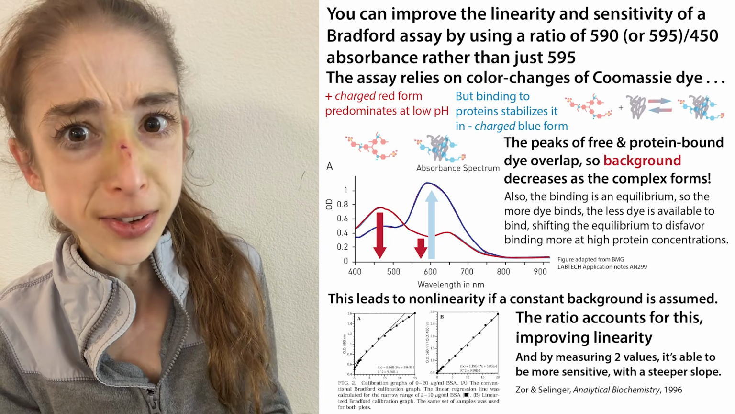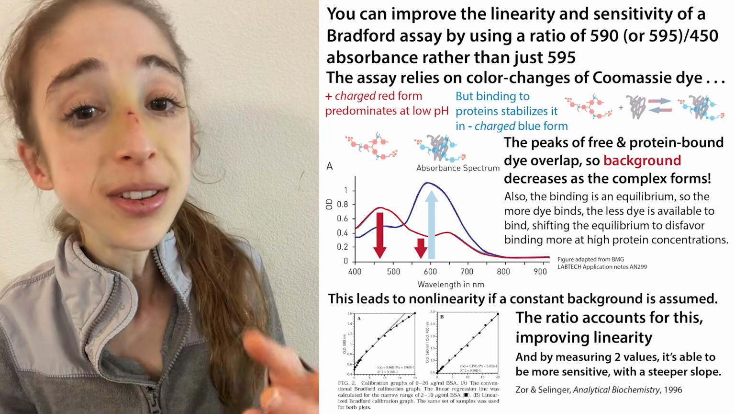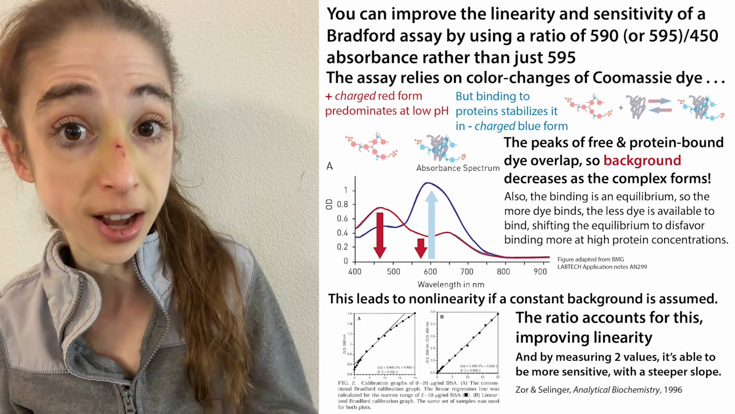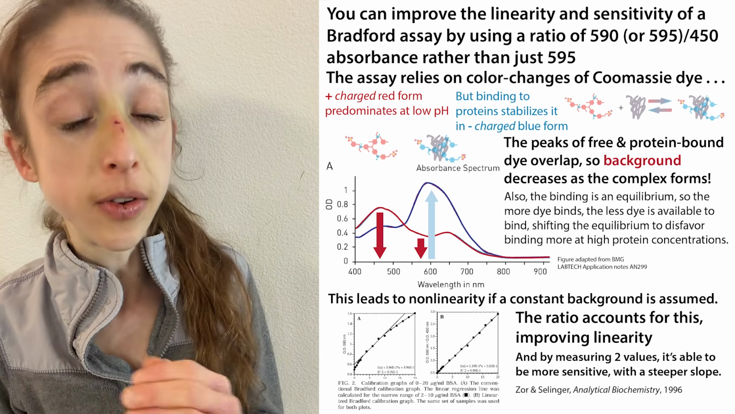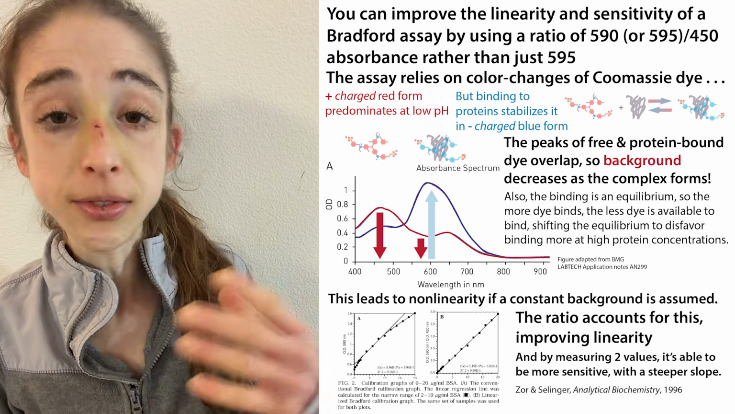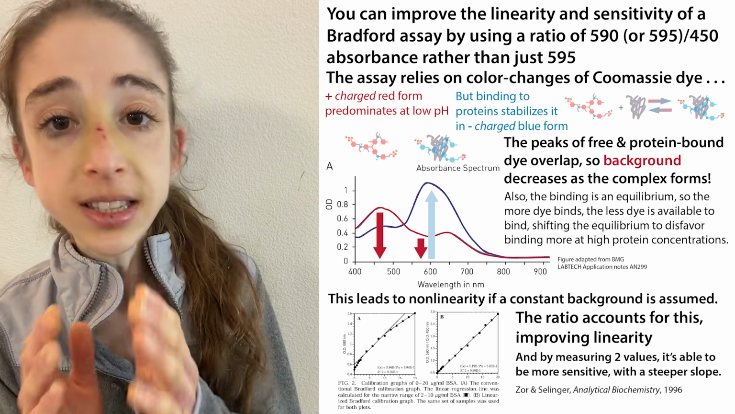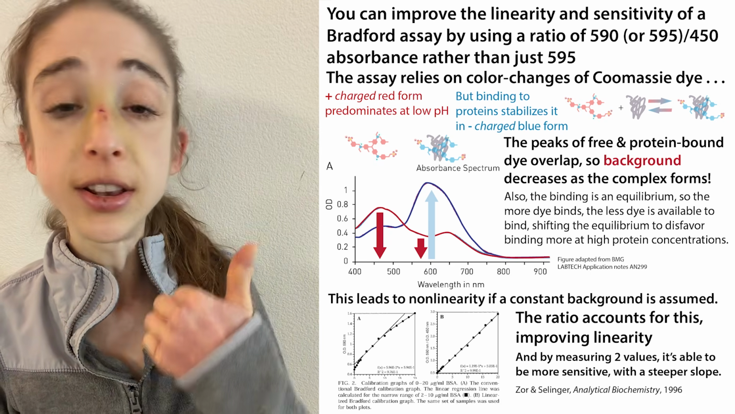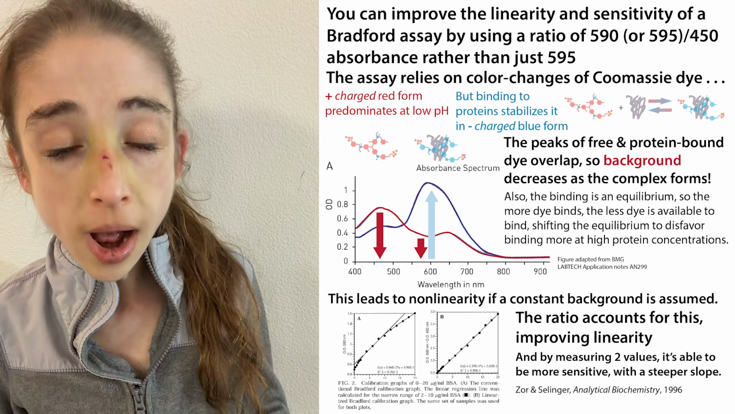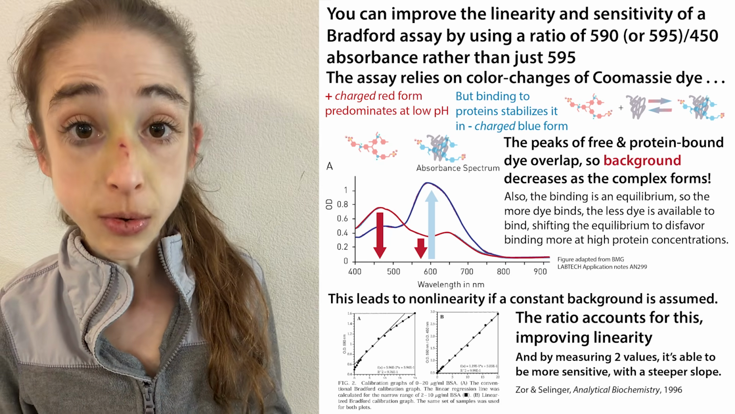Is your assay standard curve looking a bit too curvy? You can improve the linearity of a Bradford assay by taking the ratio of absorption at 595 or 590 over 450. This is going to improve your linearity and your sensitivity. Why? It has to do with how the assay works.